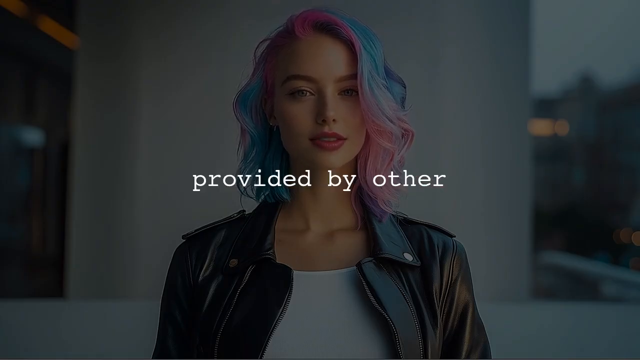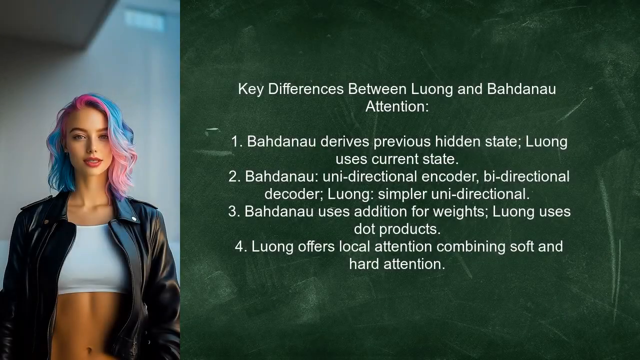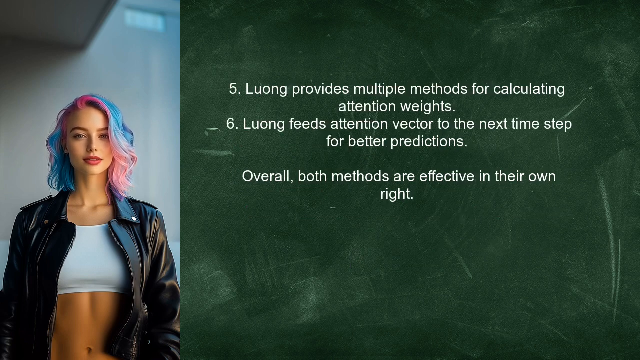Now let's look at the answers provided by other users. This user highlights several differences between Luong and Bahdanau attention. First, Bahdanau uses an extra function to derive the previous hidden state, while Luong uses the current hidden state directly. Second, Bahdanau recommends a bidirectional encoder with a unidirectional decoder, whereas Luong prefers a simpler unidirectional approach. A key distinction is that Bahdanau uses addition for weights, while Luong employs dot products, which can be more efficient.